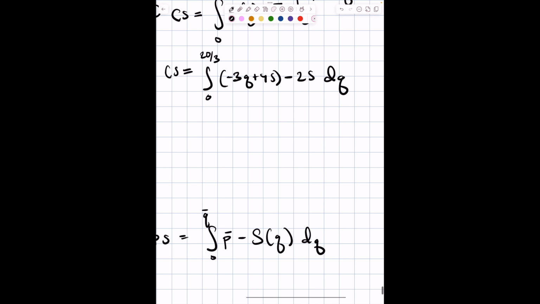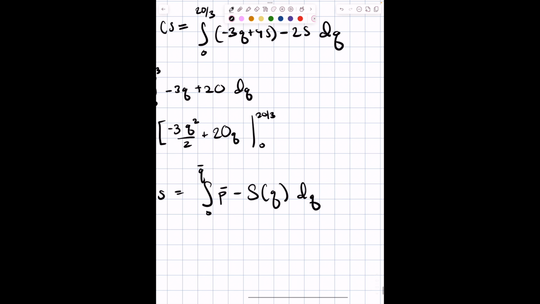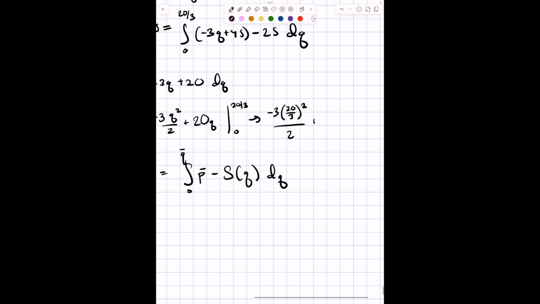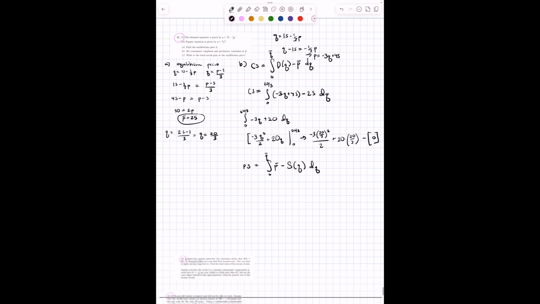Then I take the integral. I'm just simplifying this right now: -3Q plus 20 dq. Then you take the integral, -3Q squared over 2 plus 20Q, from 0 to 20/3. Then solve: -3 times 20/3 squared over 2 plus 20 times 20/3. And then the other part just zeroes out, so I don't need to think about that.